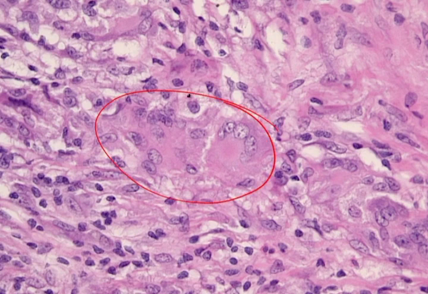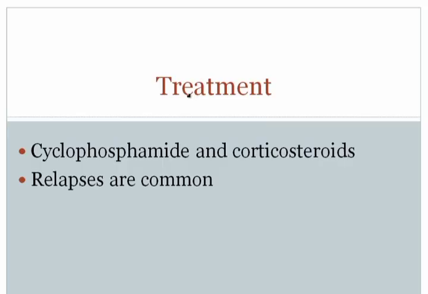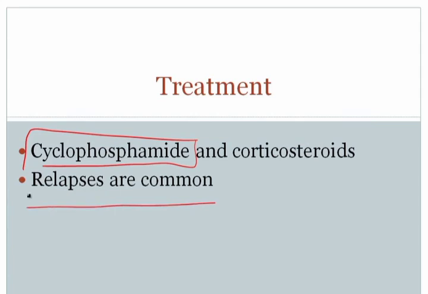And so again, this is Wegener's granulomatosis. The key treatment is cyclophosphamide. That's high yield. And relapses in this disorder are fairly common.